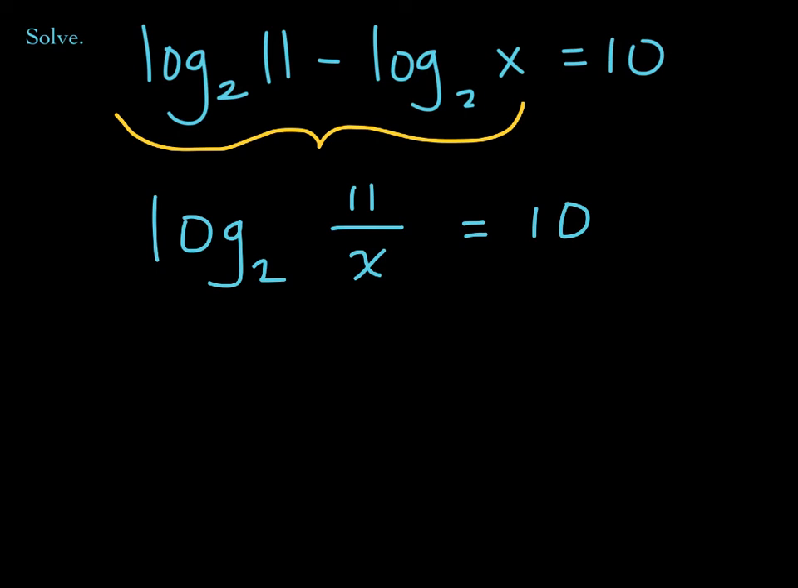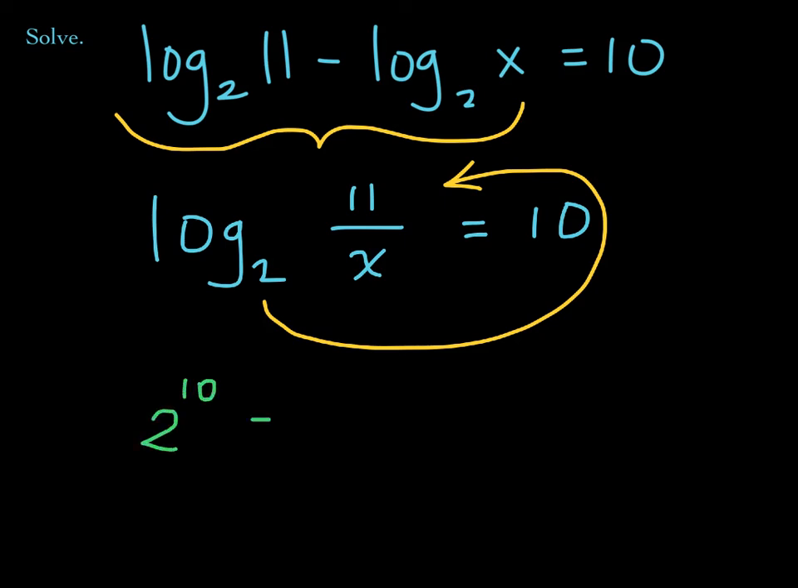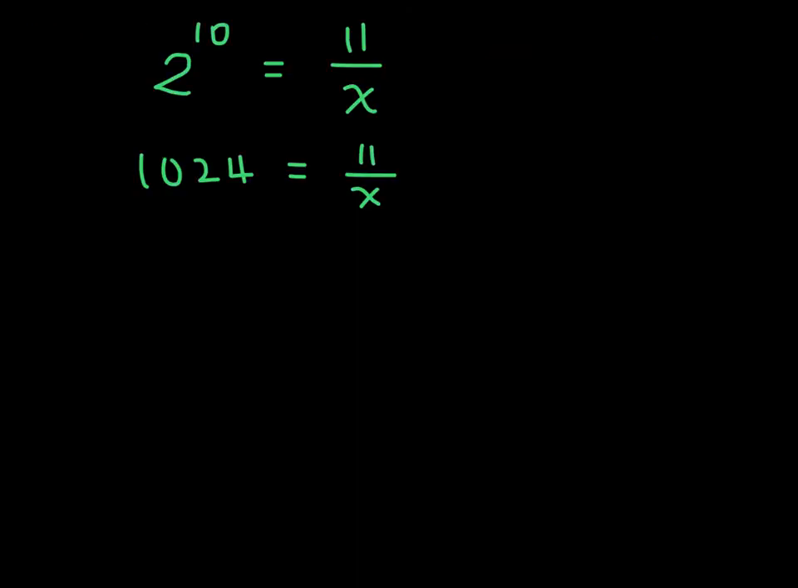Now that we have one single logarithm set equal to a constant, I can rewrite this as its related exponential equation. Base 2 raised to the power of 10 is equal to 11 over x. I believe 2 to the power of 10 is 1,024. You can use your calculator for that. Is equal to 11 over x. This resulting equation happens to be rational. What I want to do is multiply both sides by x.